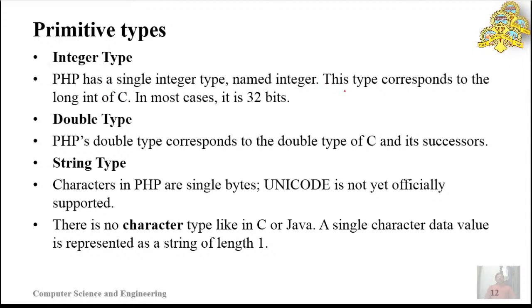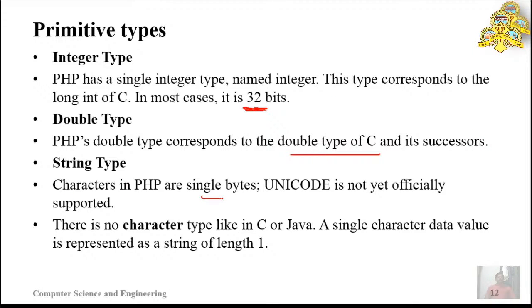Integer types are similar to long int of C, that is usually it is 32-bit, but in some implementation it may be longer than this one, that is usually it depends on the type of the host operating system. Even though in most cases it is 32 bits. And double type is also similar to double type of C and its successors, that is C++ and Java.